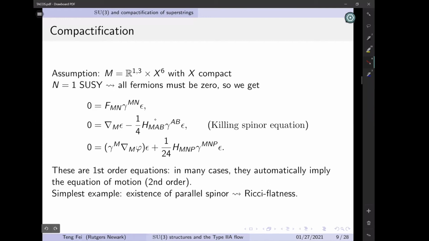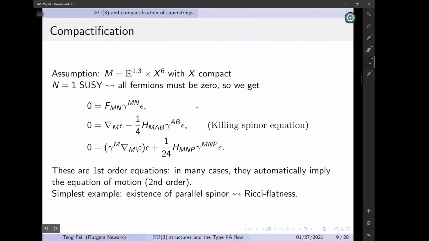Now let's talk about compactification. Here the assumption is that our 10-dimensional manifold M is a product of Minkowski spacetime with a Riemannian 6-manifold X, which is compact. In this case, the only possibility is N=1 supersymmetry, and this implies all the fermions must be 0 under the assumption of compactification.